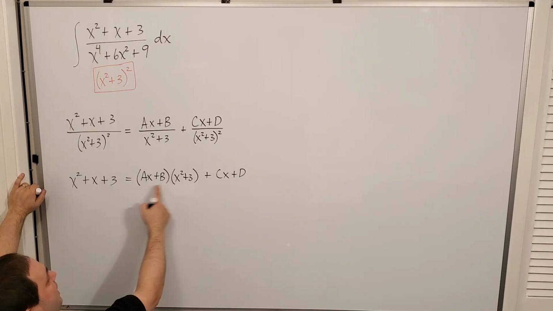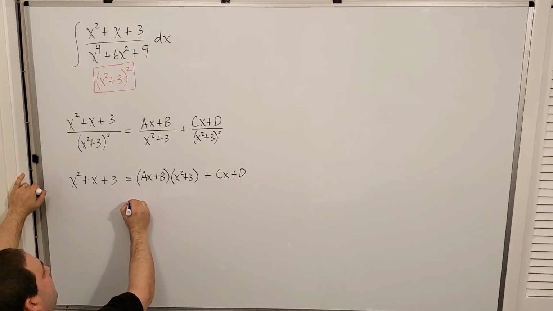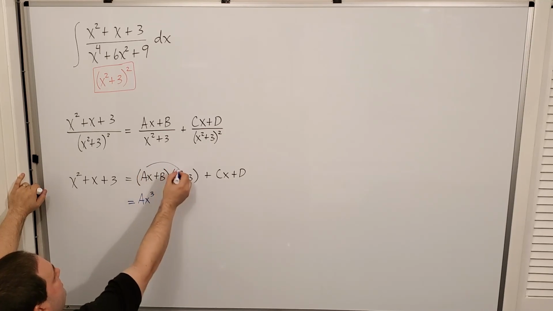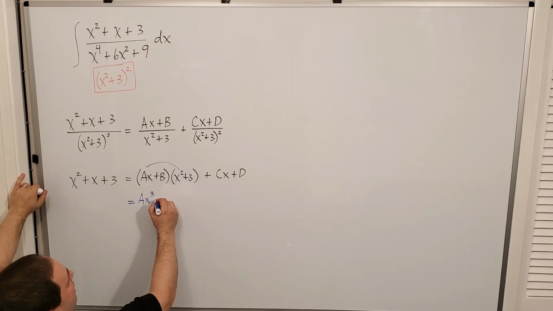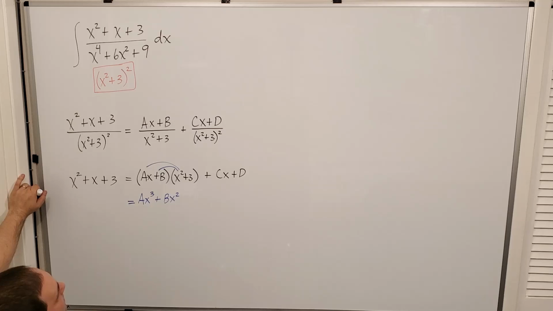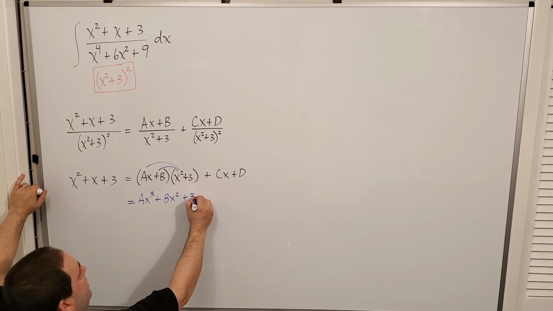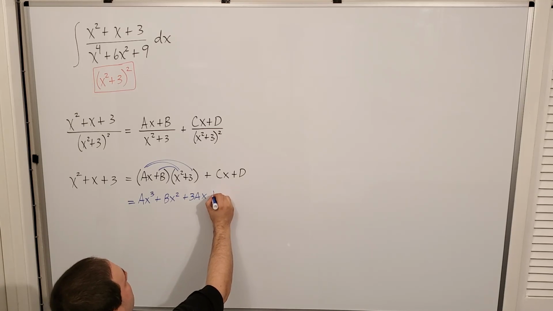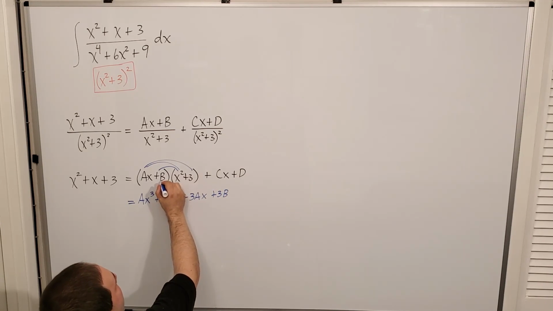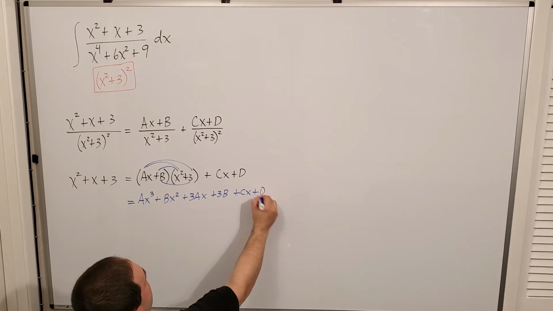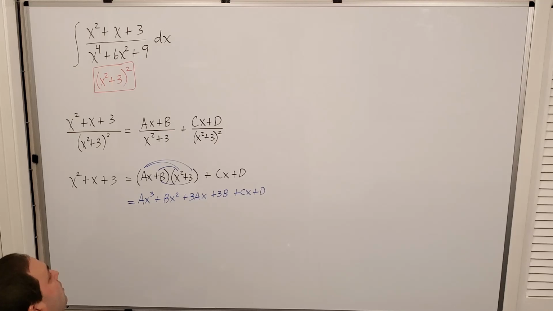Okay, so if I multiply out this side, I've got ax cubed, because that's ax times x squared, plus bx squared, that's the b times the x squared, plus 3ax, that's this one, and then plus 3b, right? That's that last one. And then, of course, I still have plus cx plus d. Okay, so a couple of easy things that have already sprouted up.